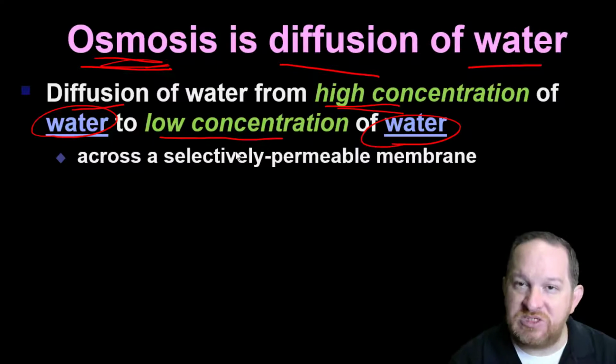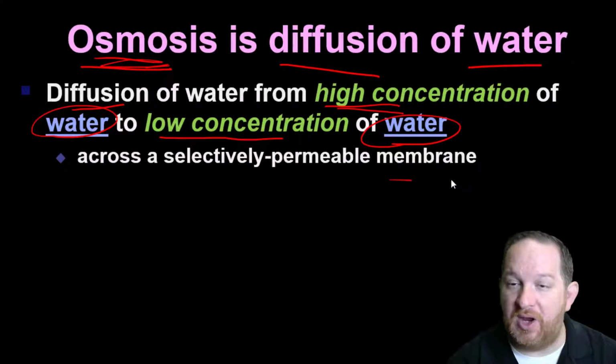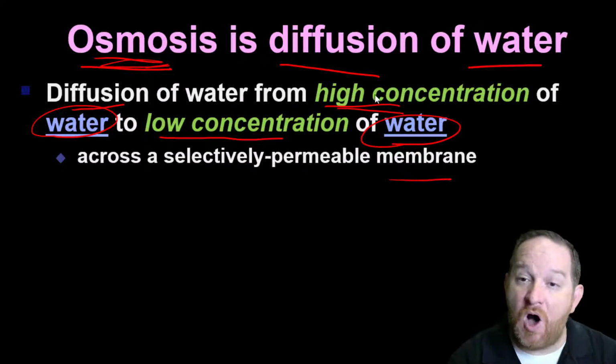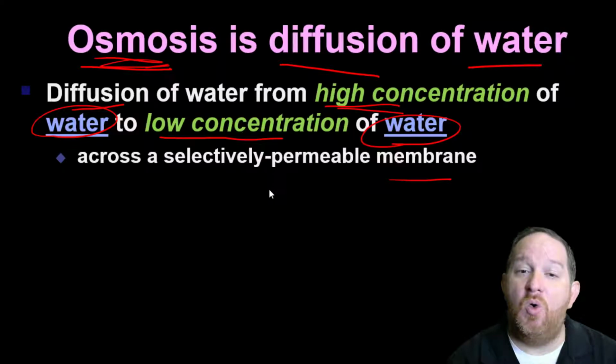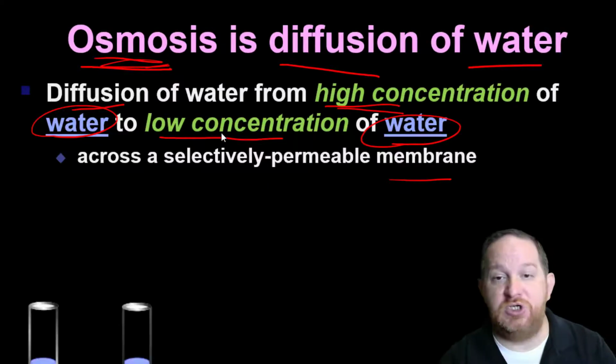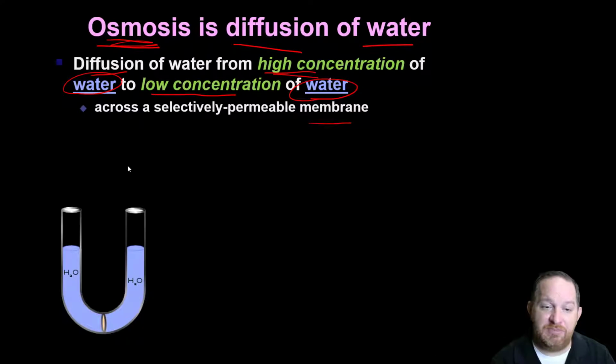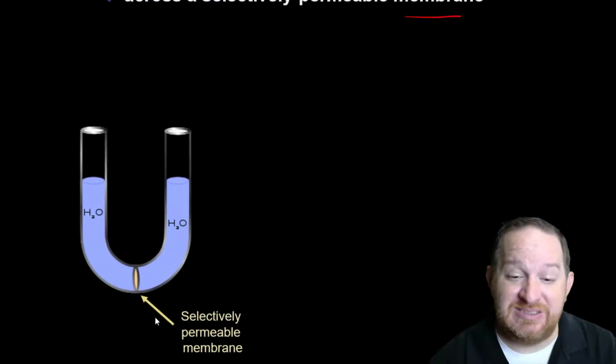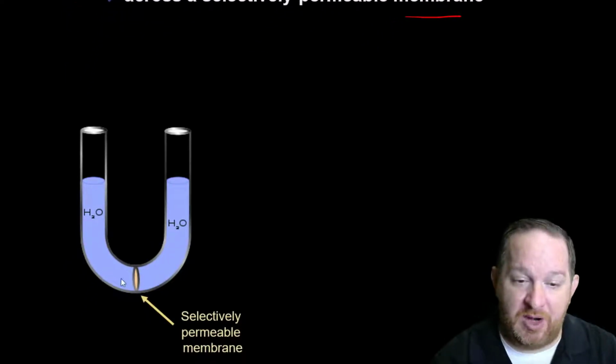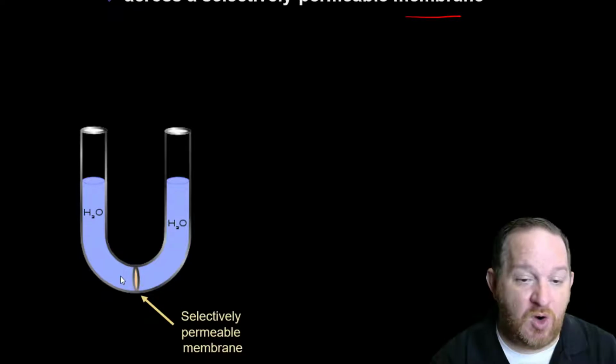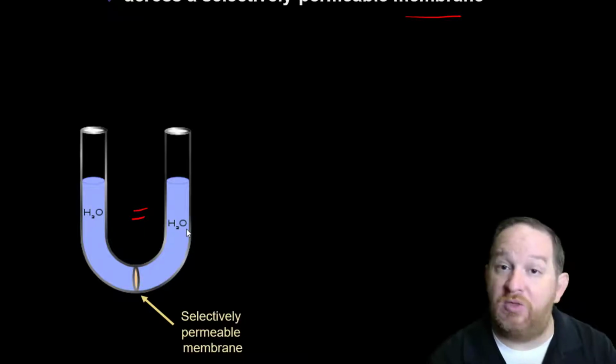So when we think about osmosis, or the movement of water across a membrane, we're always talking about whether the water's in high concentration or the water's in low concentration. So take for example here our U-tube again. We've got some water here, we've got some water on this side, separated by a selectively or semi-permeable membrane. So water can easily move across this. And right now, they're pretty much equal, right? The concentration of water is equal to the concentration of water there.